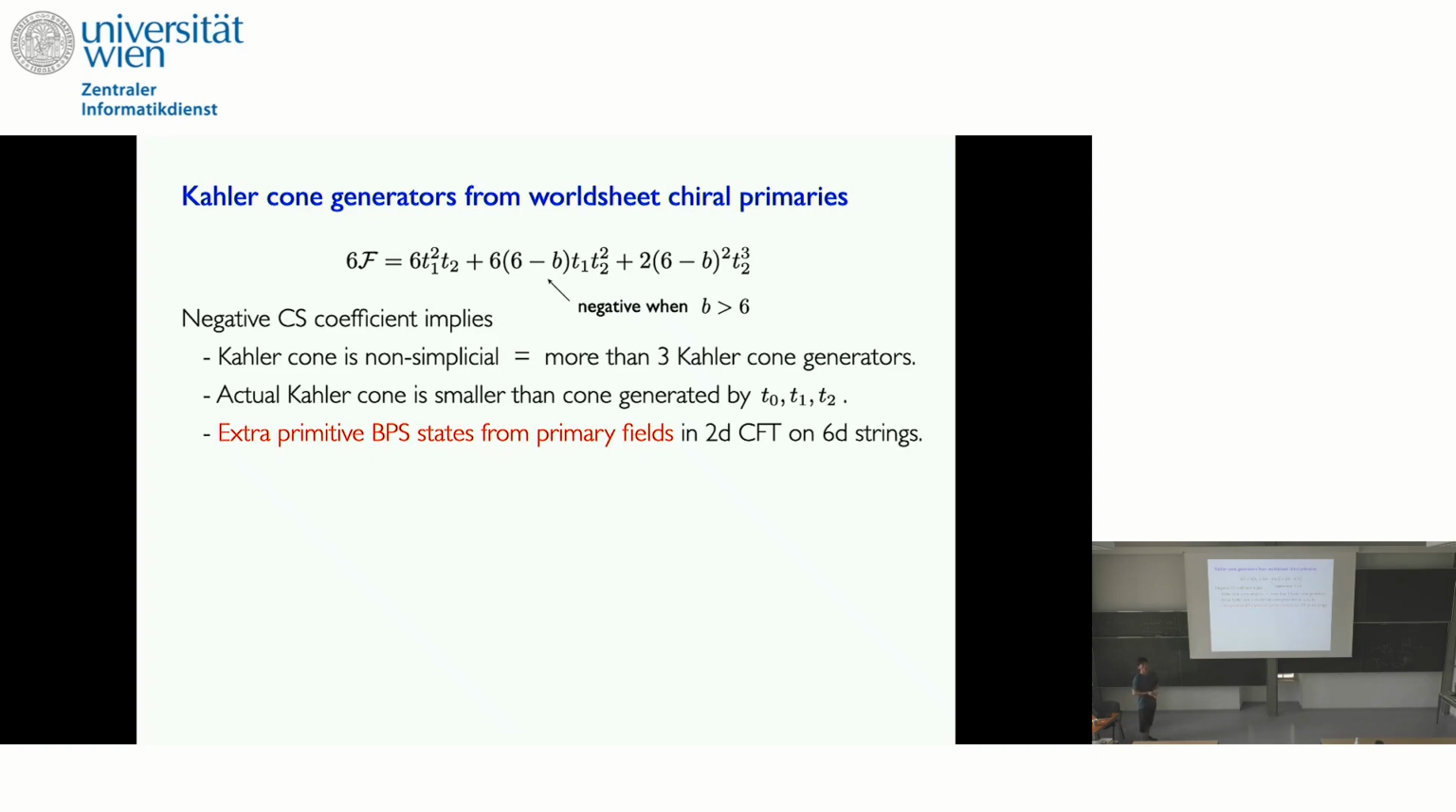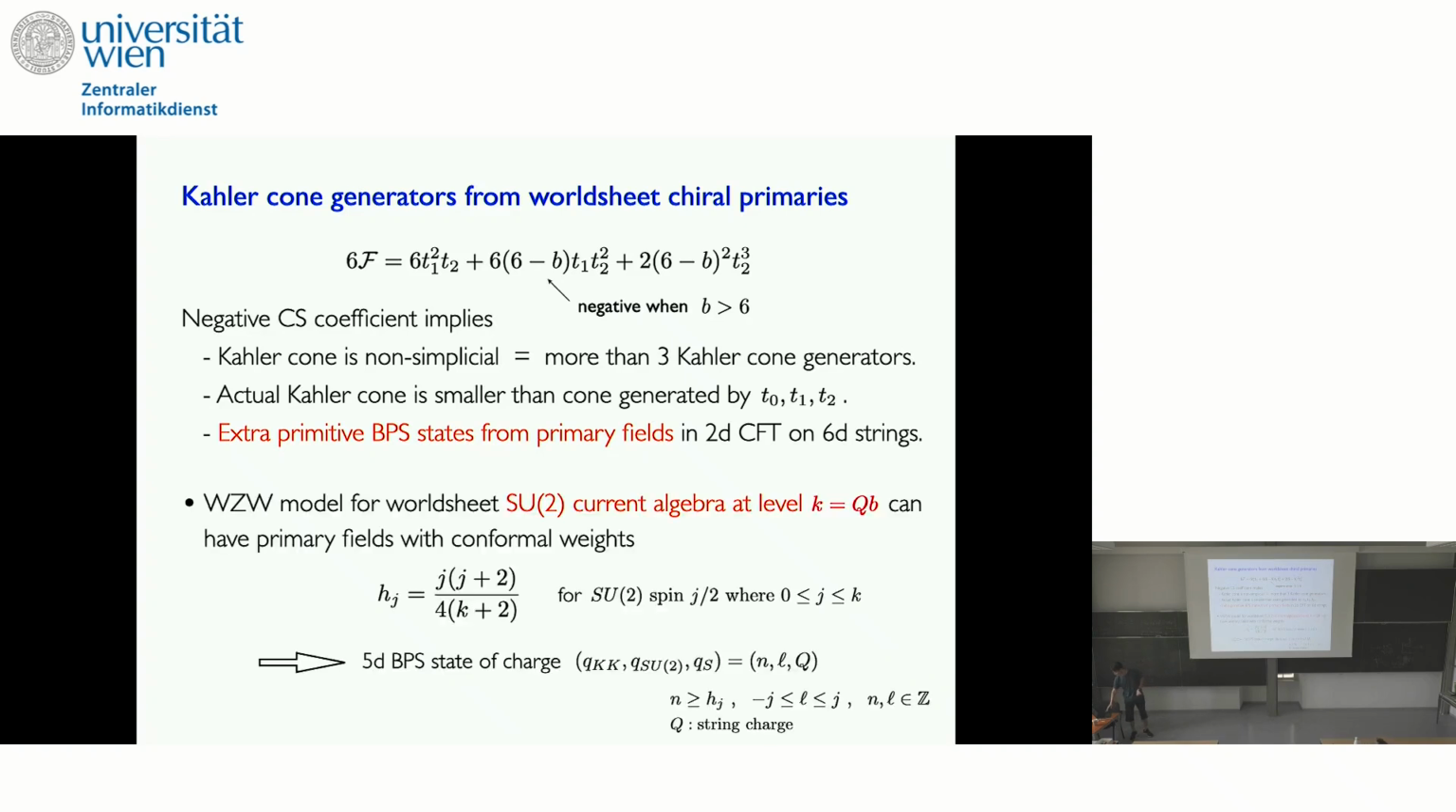Then what is the origin of the extra Kahler generators? We can identify such extra Kahler generators from the extra primitive BPS states coming from the primary fields of the 2D CFT on strings. So let me explain in more detail.